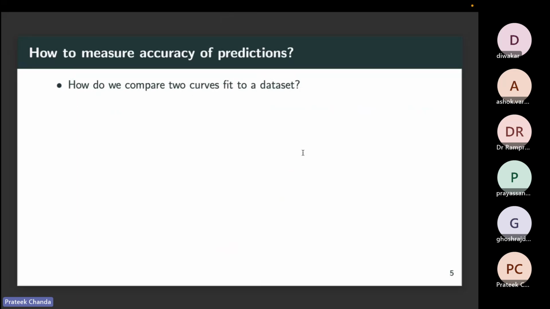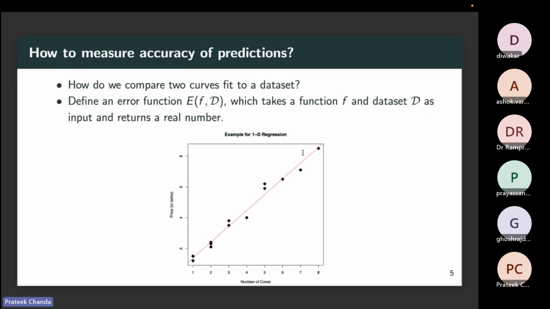There might be multiple curve fittings, and you can define an error function, let's say f comma D. D is my data set, and f is the function that takes the input from the data set and outputs a real number. So the regression function itself can be thought of as f, and I want to compare the error function. My red line is the function f here, and all the black points are my data set capital D, and I want to calculate the error function.